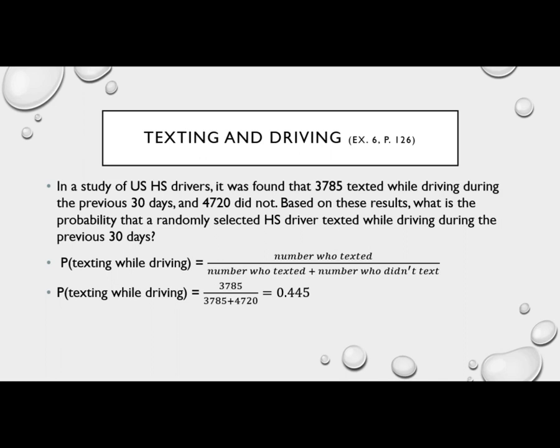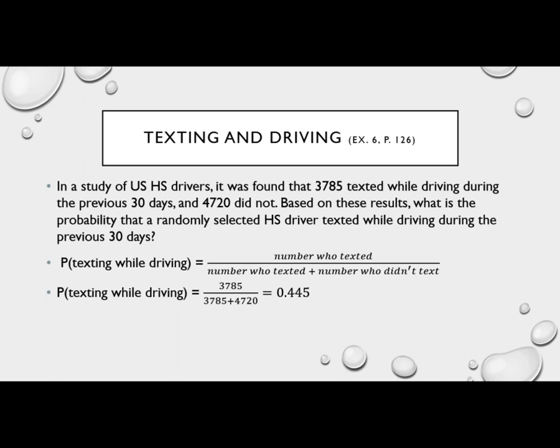Now, your temptation may be just to throw it over 4,720 and divide and call it a day, but it's not. It's everybody who did plus everybody who did not. So we have to do the number who texted over the number who texted plus the number who didn't text. And we get 0.445, so 44.5% of high school students texted while driving during the last 30 days, which is kind of terrifying.